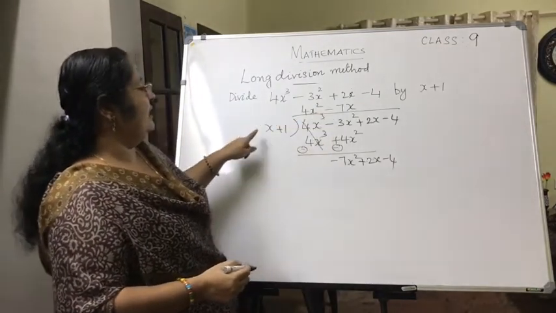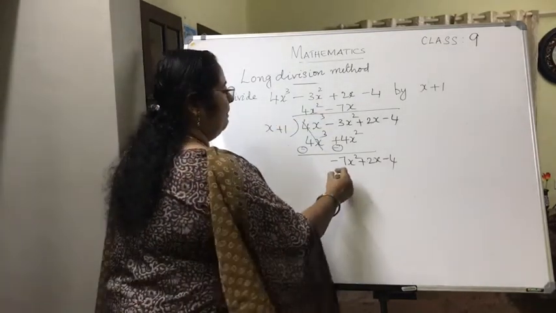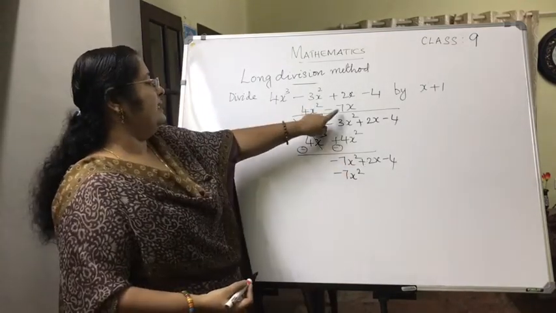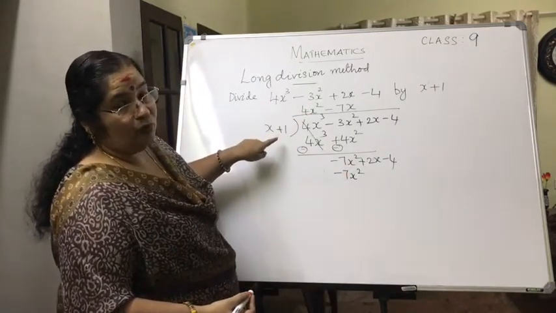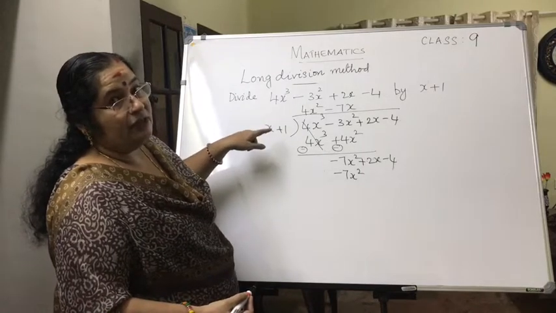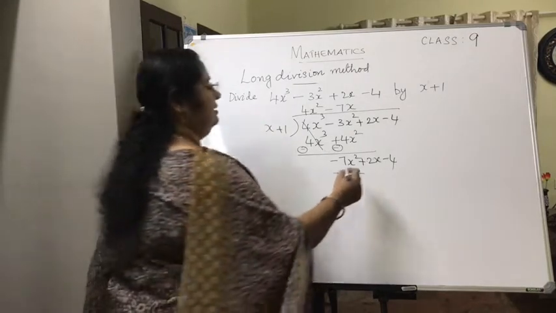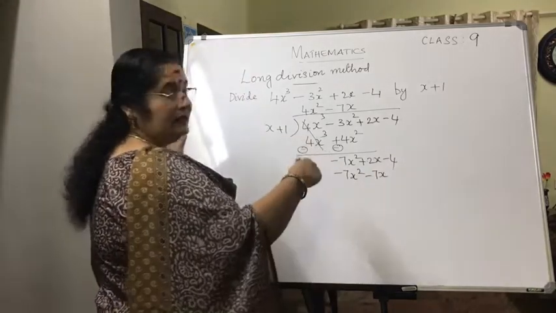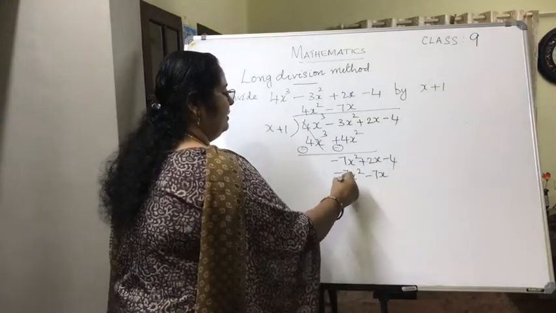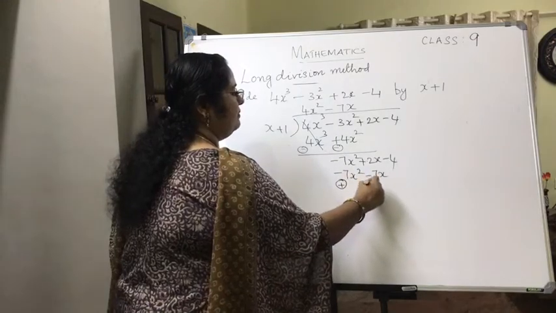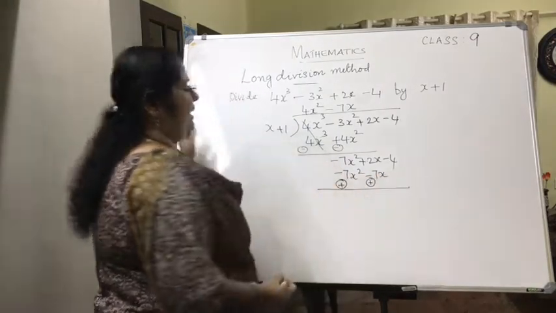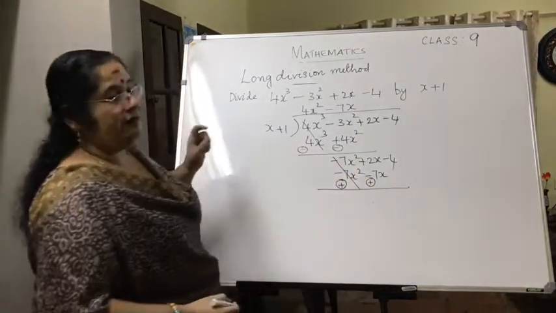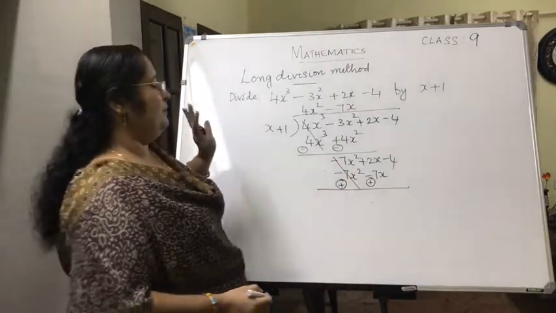Now minus 7x into x you will get minus 7x square. Next term, minus 7x into plus 1. Minus 7x into plus 1 will be minus 7x. So here minus 7x. Next what you have to do? Change the sign. This becomes positive. This also becomes positive. Now the subtraction. Minus 7 plus 7 becomes 0. So 7x square, the whole term gets reduced to 0.